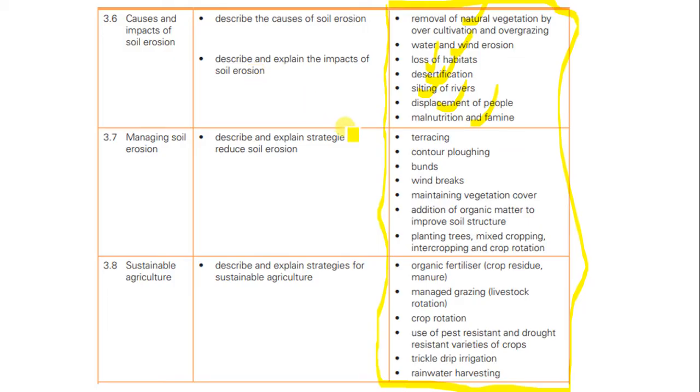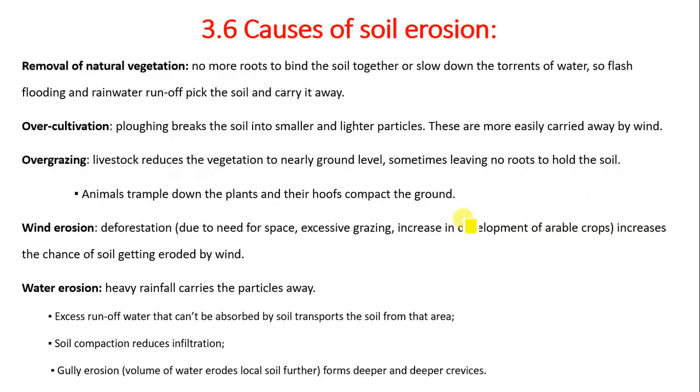Methods used to manage soil erosion: terracing, contour ploughing, bunds, windbreaks, maintaining vegetation cover, addition of organic matter to improve soil structure, planting mixed crops, intercropping, and crop rotation. So it's just simple within those ranges. So quickly, let's just start.